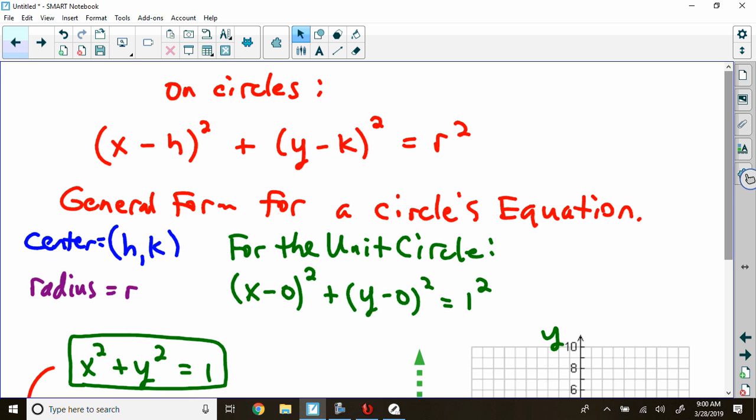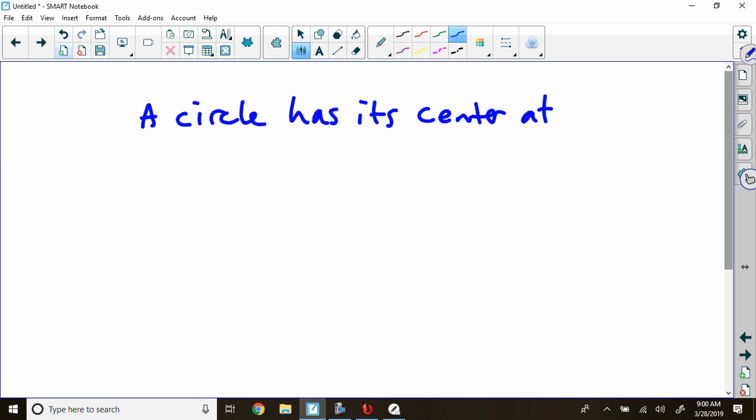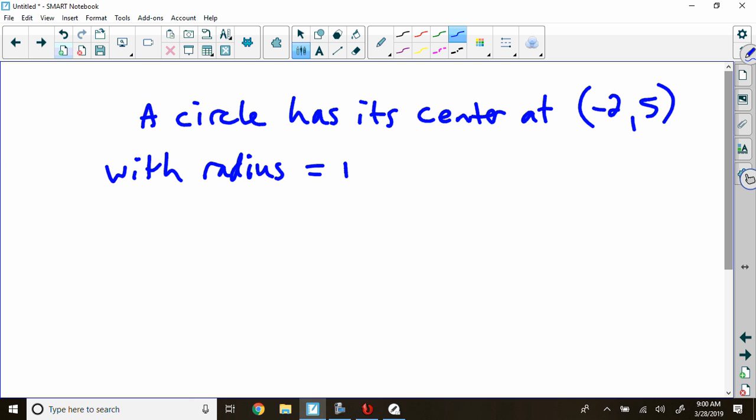All right. So we said circles are defined this way. Just if you ever run across this on an ACT, you take the ACT sometime soon, and they say a circle has its center at (-2, 5) with radius equal to the square root of 8, not the square root of 8, let's make it the square root of 11. Write an equation.